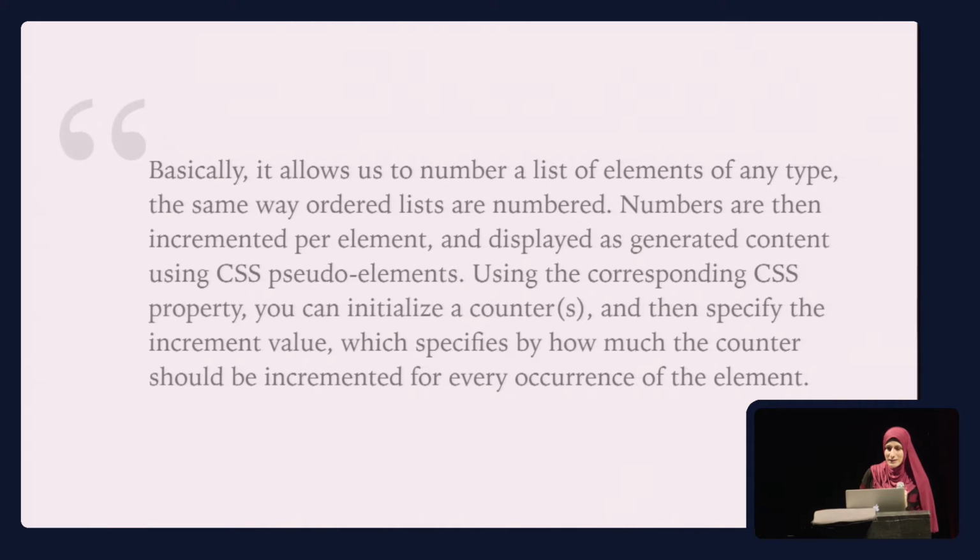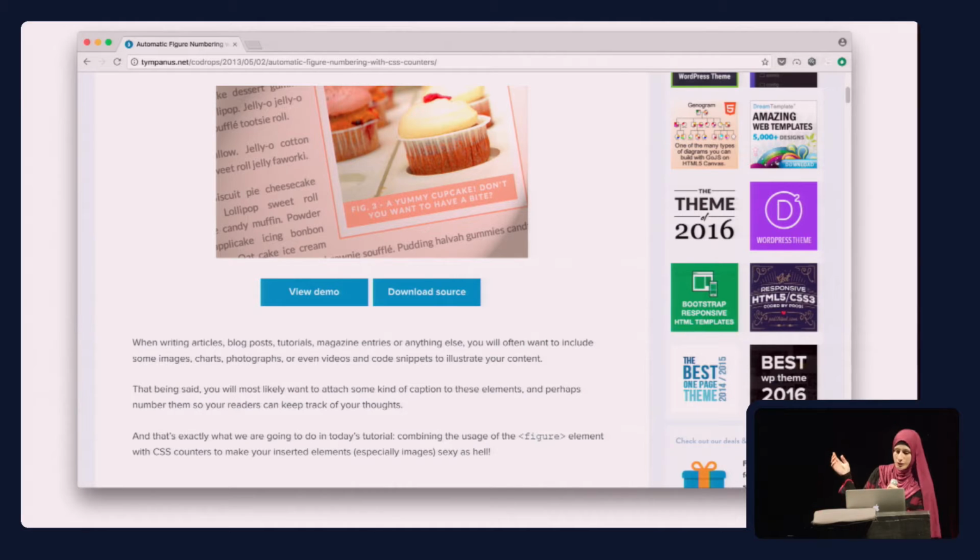Now, basically, CSS counters allow you to number a list of elements of any type. Like Mark mentioned, it can be headings, it can be list items, figures in an article. Numbers are then incremented per element, so whenever you have a new element, the number is incremented. Using the corresponding CSS property, you can initialize a counter and then use it and increment it wherever you want. They're pretty useful for figures, automatic figure numbering.